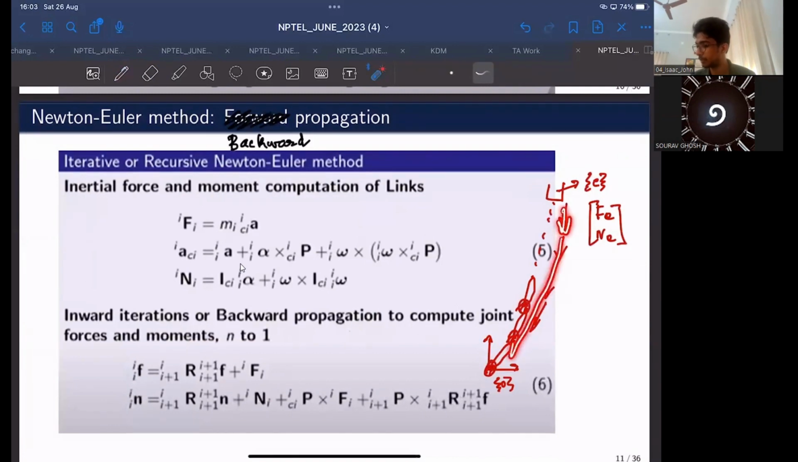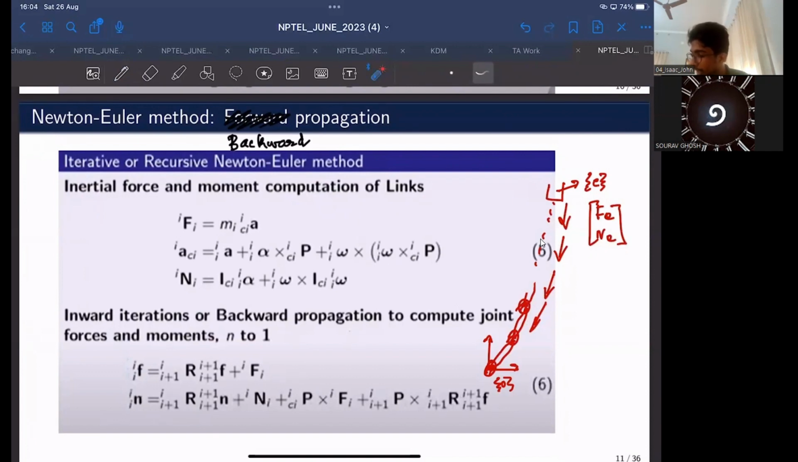using what we call the backward propagation. So the backward propagation is the result of the externally applied forces, that is forces acting on the end effector. It could also be influenced by the forces, the torques or the wrenches acting on the links of the manipulator, external forces. And it is also contributed by the inertia, rotational as well as translational inertia of the robot. So that is what we see over here.